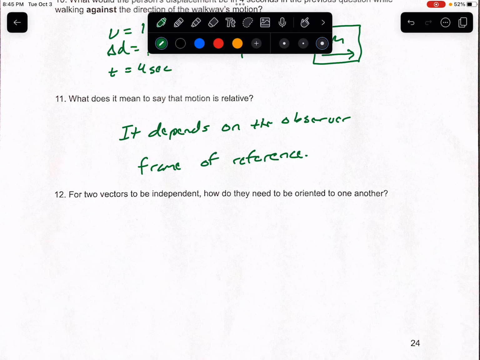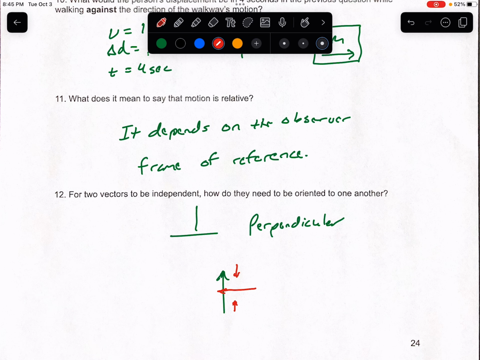12, for two vectors to be independent, how do they need to be oriented to one another? They have to be perpendicular. That means that north and south do not affect east and west. Right now, let's say I'm running north. If I have a south wind, that is going to slow me down. If I have a north wind, that's going to help speed me up. But if I have a side wind coming across, it could push me off track, but it's not going to help me or hurt me. So it's not going to affect anything going north and south.